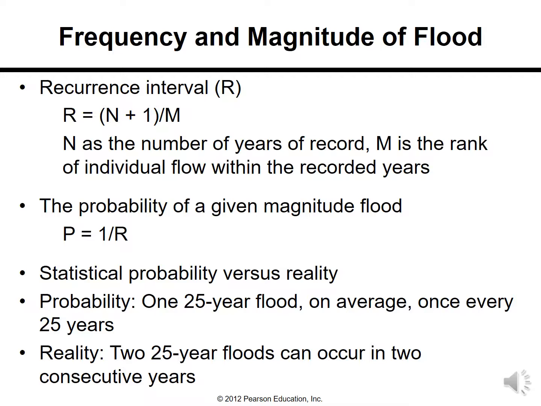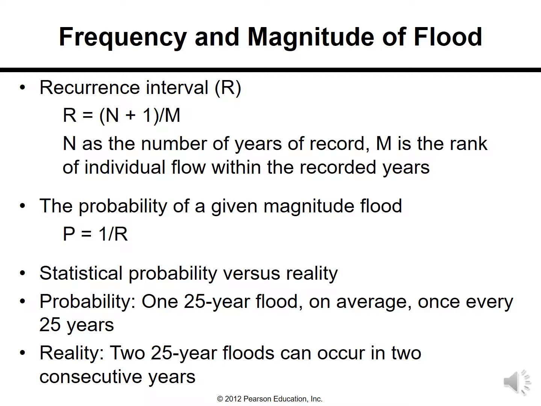We use recurrence intervals, in this equation: R equals n plus 1 divided by m, where n is the number of years of record and m is the rank of the individual flow within the recorded years. The probability of a given magnitude flood is P equals 1 over R, where R is again the recurrence interval. The statistical probability versus reality is something that we need to talk about. Statistically we do these calculations, but in reality this can deviate. That's why we're always talking about error margin when we do these measurements.